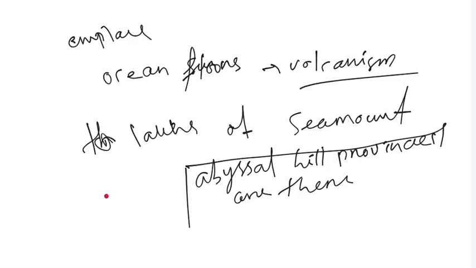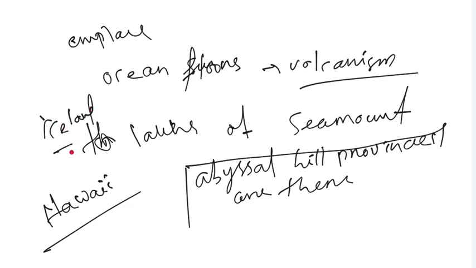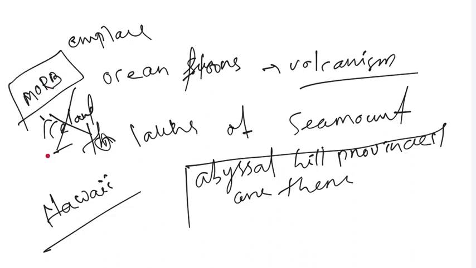No, MORB is not YB. MORB is mid-ocean ridge basalt. So this abyssal hill province is Hawaii, exactly, that is Hawaii. Okay, so Hawaii Islands, Iceland, exactly, Iceland is another example. No, not Iceland, sorry, Iceland is MORB. Okay, the only place where MORB is exposed is Iceland.